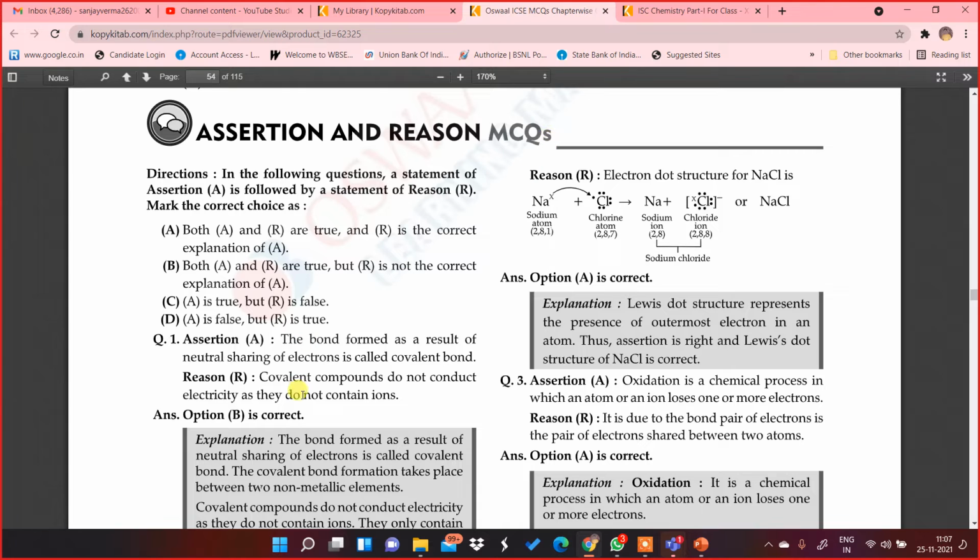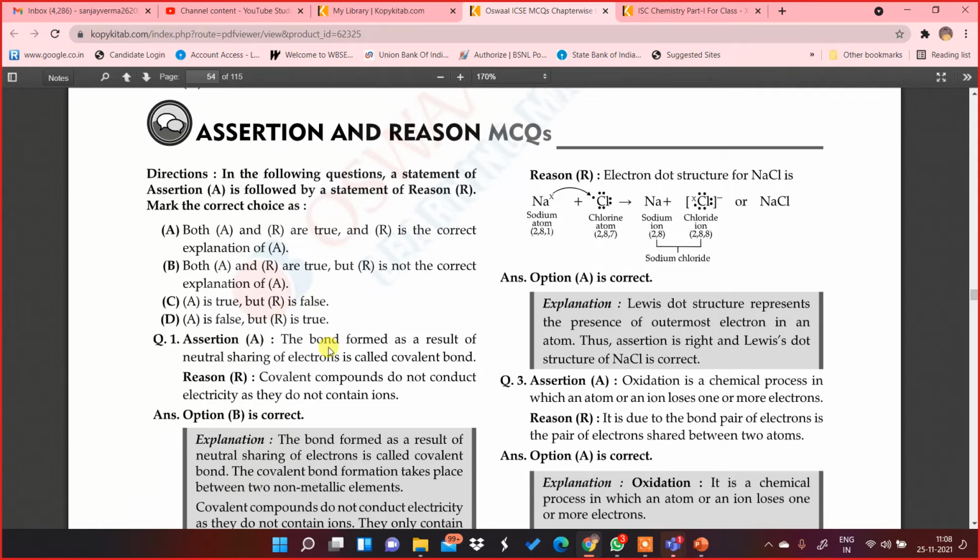The first question, assertion: the bond formed as a result of sharing of electrons is called a covalent bond. True. Reason: covalent bonds do not conduct electricity as they do not contain ions. That is also true, but it is option B because the reason is not the correct explanation for A. So if you want to get a hold of this question, you must watch the video, then only you'll get the idea.